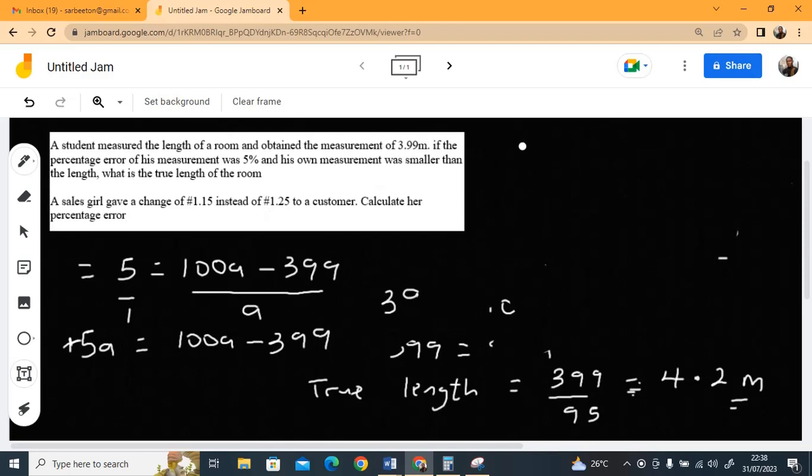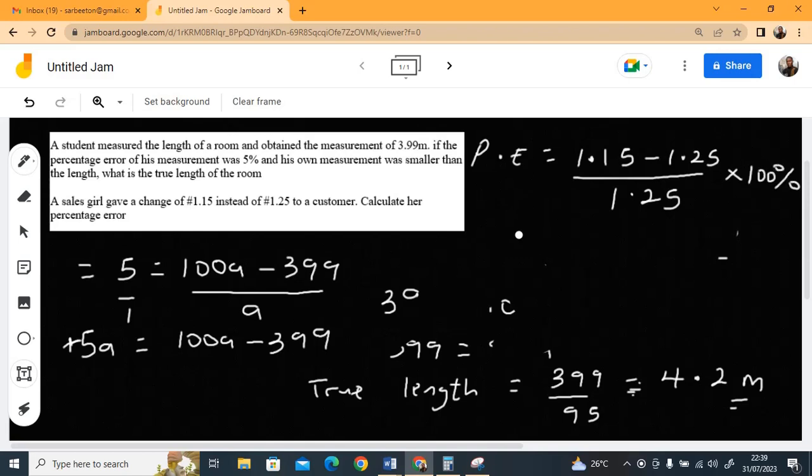So I can just say the percentage error will be, because this is the error she made, 1.15 minus 1.25. In this case you can ignore the minus, no problem. But what you are concerned about is the actual, you must get the actual value. So this is the actual money she should have given. So that will be 1.25 times 100%.